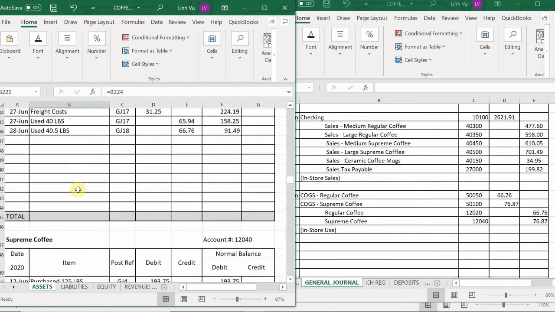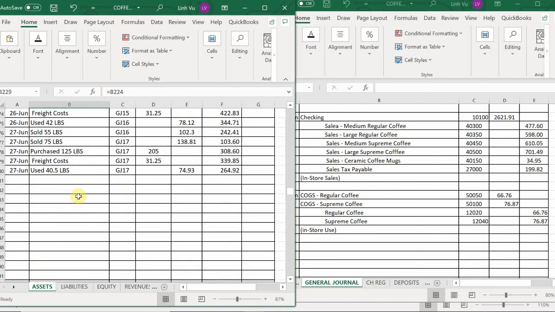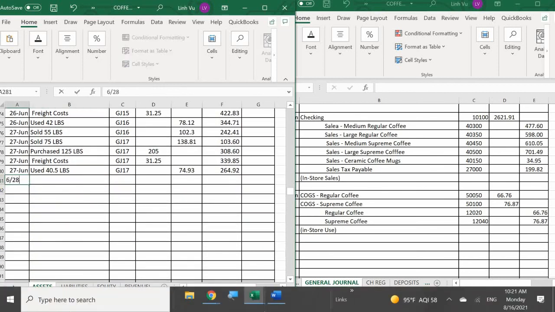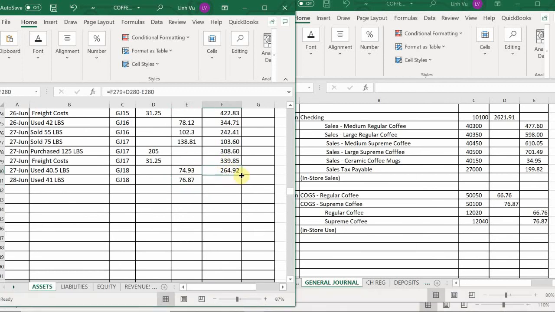Okay. Last but not least, I'm going to go ahead and update my Supreme Coffee, which I used 41 pounds. Okay. Right? And in this case, I've calculated that it was a total of $76.87, right? Which we calculated, right? We took the $264.92 and we subtracted it out to leave us with $188.05. We know that because that is 99.5 times $1.89.